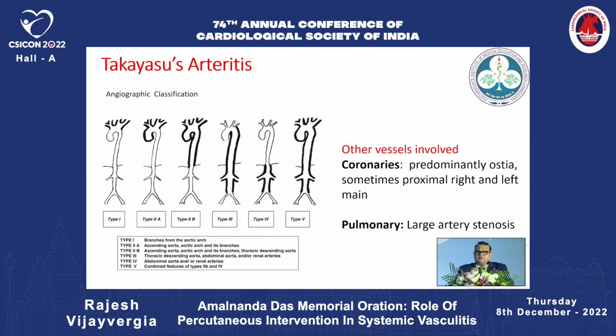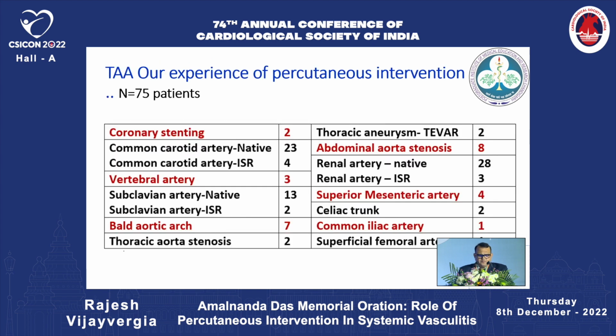Regarding Takayasu arteritis, you all know about the angiographic classification, and then there can be involvement of coronaries and the pulmonary arteries as well. From our center, we had 75 patients in which percutaneous intervention has been done, which include coronary stenting. And the two commonly intervened vessels are the carotid and the renal artery.